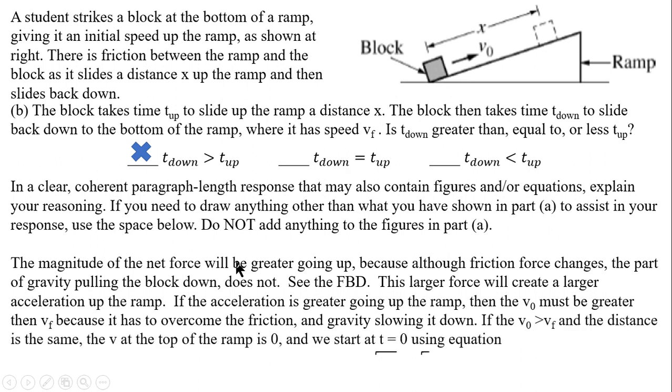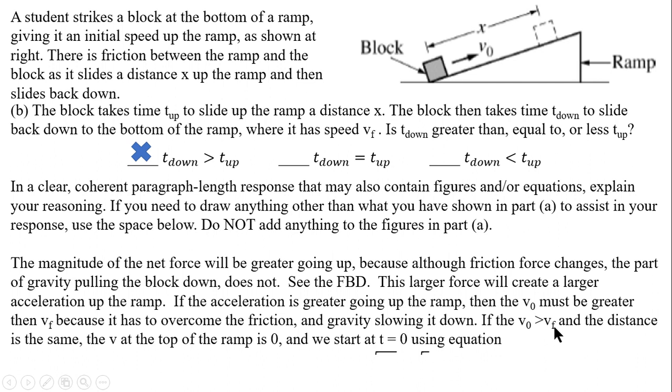If the V naught is greater than VF, and the distance is the same, right? So my V naught must be greater than my VF. I've got to push it with more oomph to get it up there, and then when it comes back down, it does not have to have the same amount of speed when it hits. Now these should technically be absolute value signs if you want to get technical.